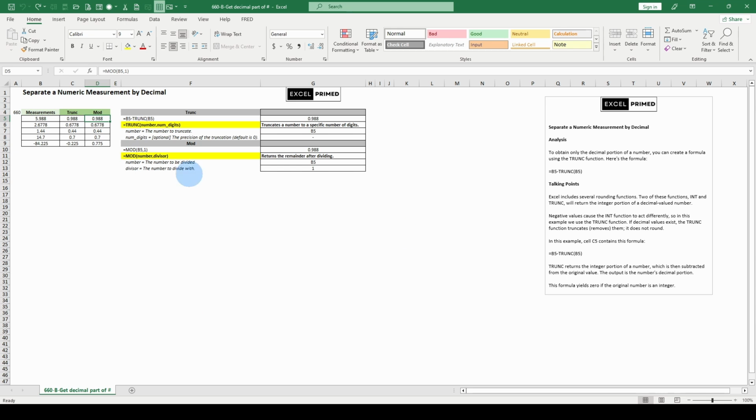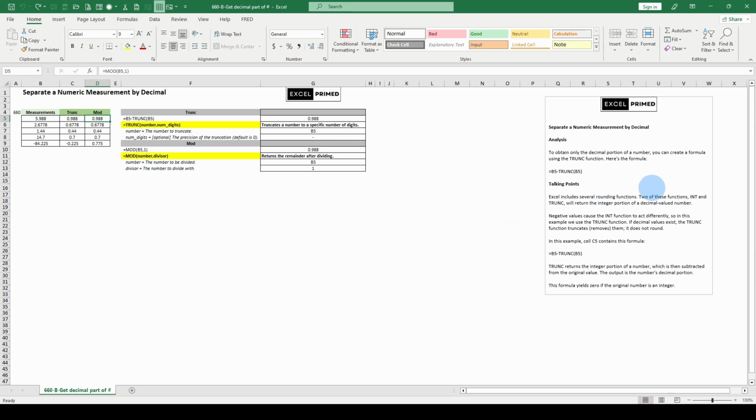I think it's in 7.11 or 7.14. You're going to see an overkill on mod. I go a little crazy explaining it, so I'm going to leave it at this level here. Negative values cause the integer function to act differently. In this example, we use trunk, and integers do some crazy stuff, and I go into that a little bit later.